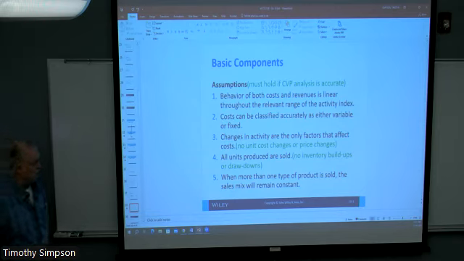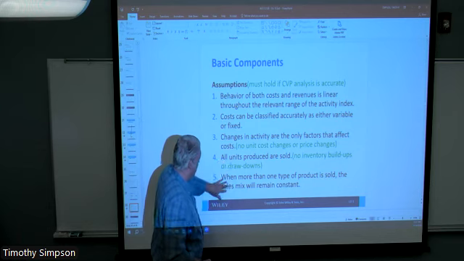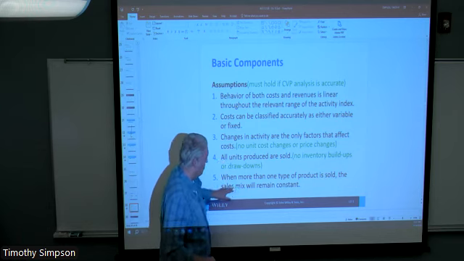And we're also talking about no inventory buildups or drawdowns. And then finally, when more than one type of product is sold, the sales mix will remain constant. Sales mix is something we're going to come back to a little bit later. Let's put that aside right now. We're not going to really talk about that so much here, but it's very, very relevant to where we're going. Okay, so we have a quick review question.